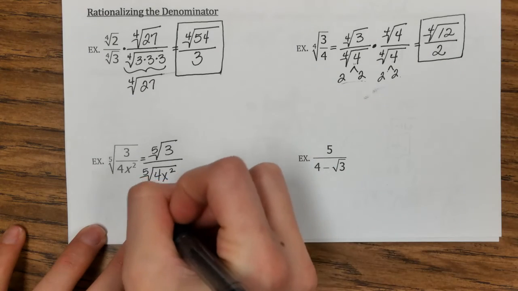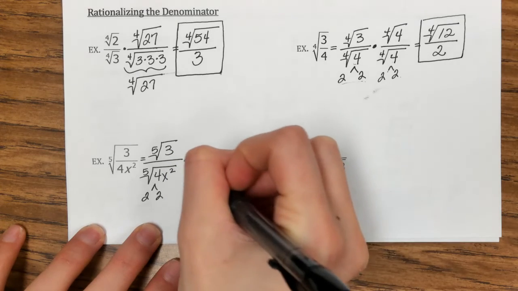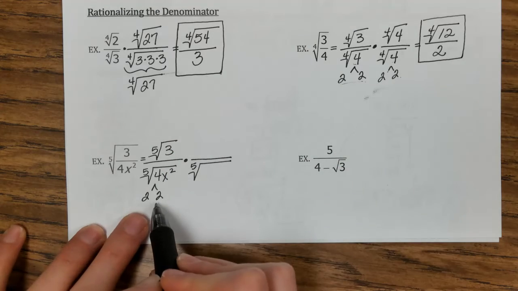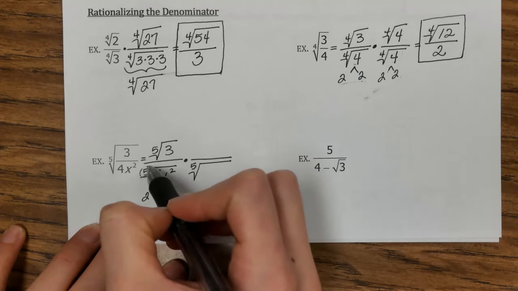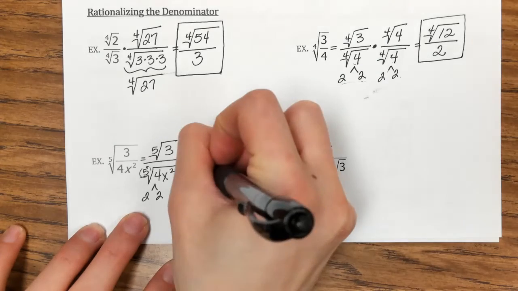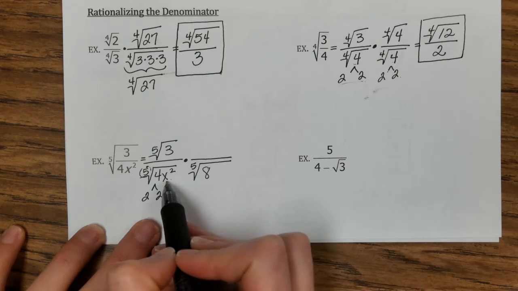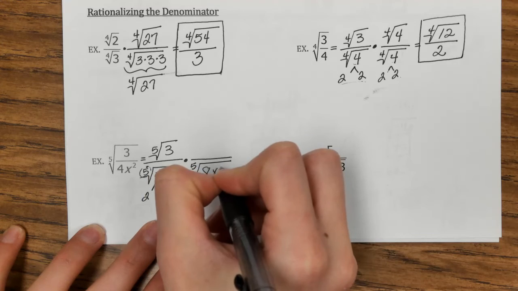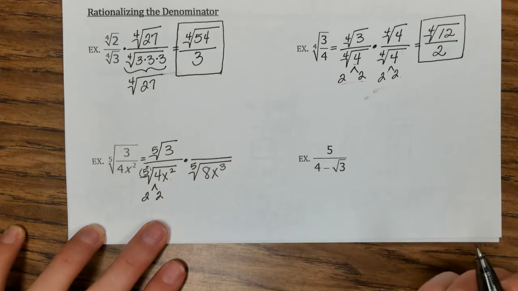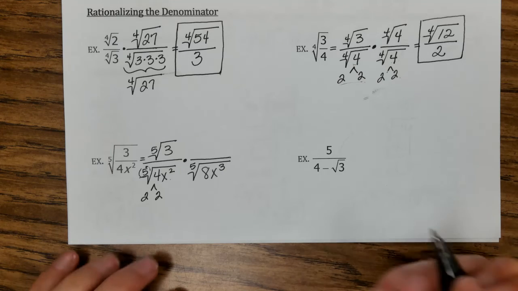Well, again, the 4 can be 2 and 2. So when I rationalize this, I need how many more 2's? I need a total of 5, right? I have 2, so I need 3 more. 2 to the third is 8. Now I got to pay attention to my x's. I have 2 x's, so I need to rationalize it and multiply by x to the third. Y'all see that? Understand that? Okay.